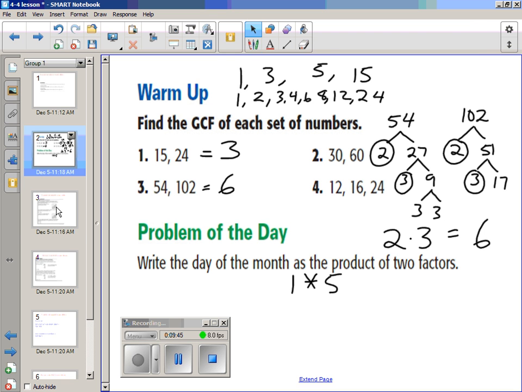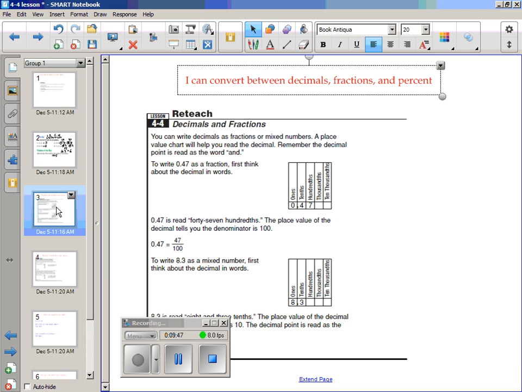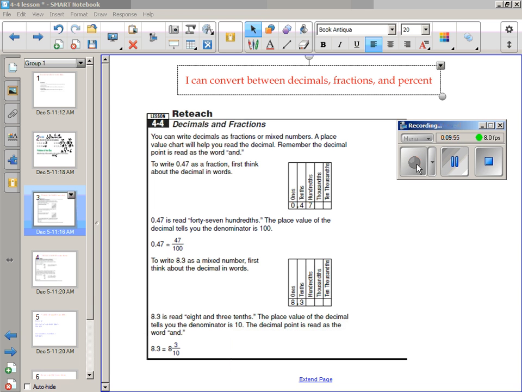Okay? All right. So here's the main thing that we need to be able to do today. Decimals and fractions. We can write any decimal as a fraction, and we can write any fraction as a decimal. In fact, they need to be equal. They are the same. One thing that you can do is use a place value chart. Or you can just say the number. When you say the decimal number, you can easily convert it to a fraction.